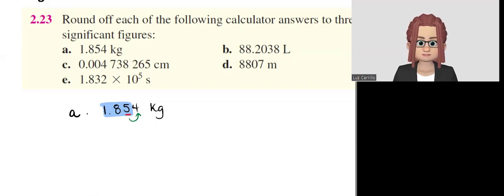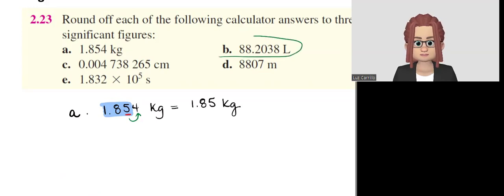So rounding this measurement, I'm going to say 1.85 kilograms is my final answer. At this time, practice by taking letter B, that measurement that is illustrated there, and round it to 3 significant figures.